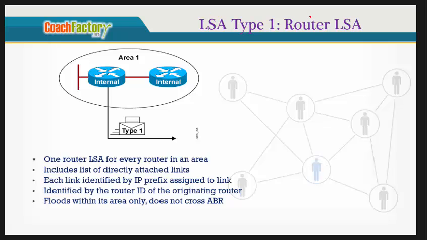LSA type 1 is also known as the router LSA. Every router which belongs to the same area is going to advertise its connected network information, which is known as links, using LSA type 1 to the other routers which belong to the same area. So what is LSA type 1 used for? It is used to advertise the connected link information of one router to another router which belongs to the same area.